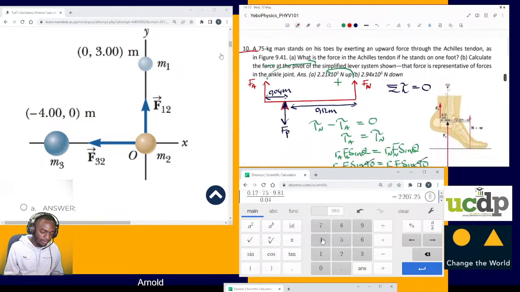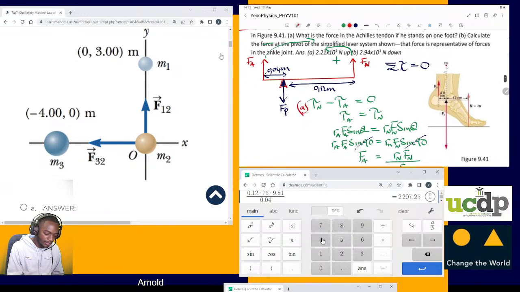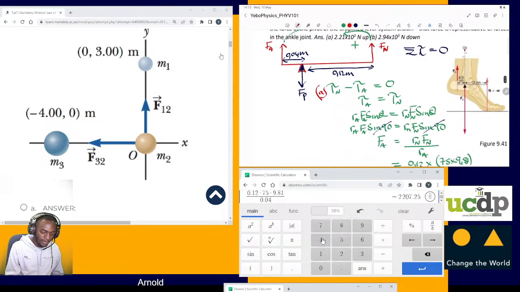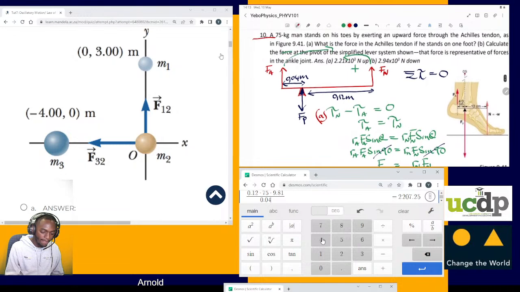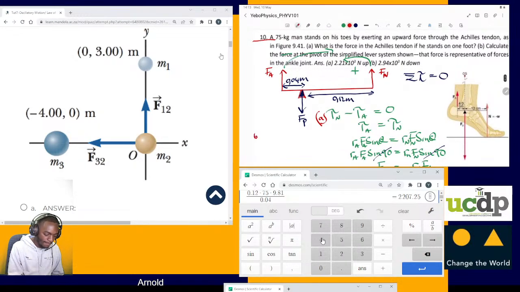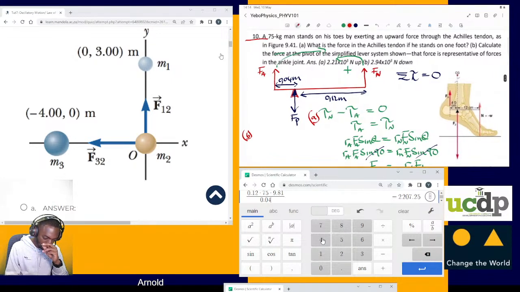Right, then part B. So this was part A. What does part B say? Part B says we should find the force at the pivot. So we're looking for Fp.